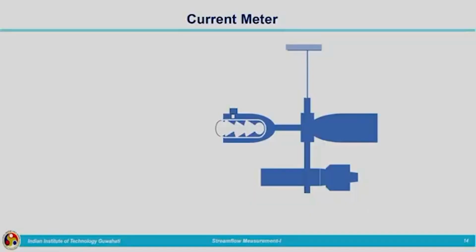This is the schematic representation of a current meter. We have a suspension cable, and from there the current meter is suspended. Our flow is taking place in this direction, and because of this flow, the cups which are attached to the current meter will be rotating. Different numbers of cups are there, and these cups, due to the velocity of flow, will be rotating.